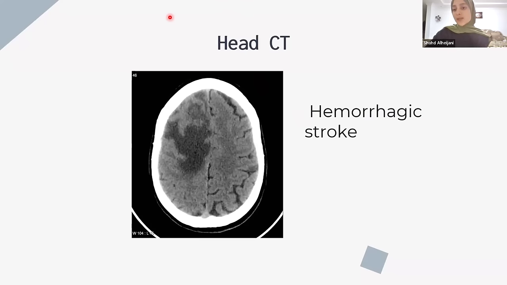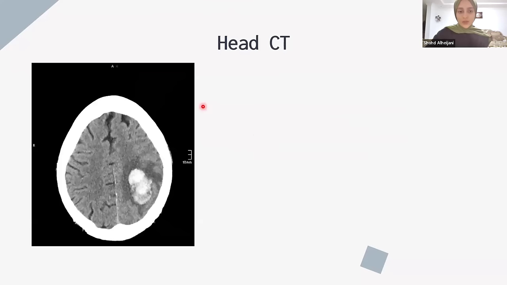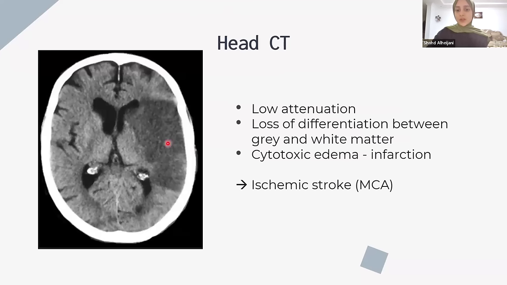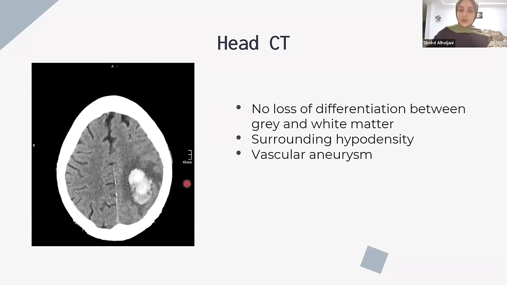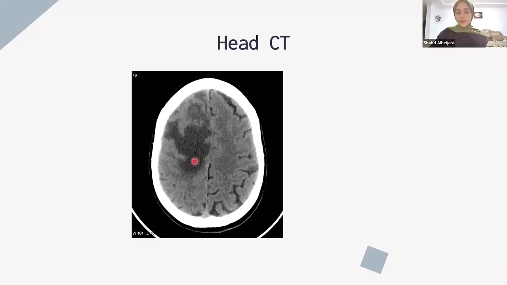We said in ischemic stroke, you have loss of differentiation, and in this image here, loss of differentiation, maybe due to infarction. Here in this case, the MCA is littering. Here, you have surrounding hypodensity. There is hypodensity, but again, there's no loss of differentiation, just like this case.